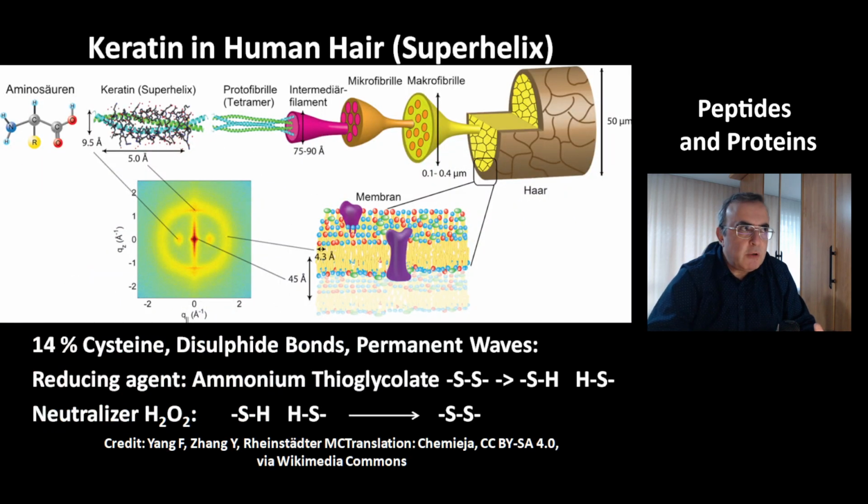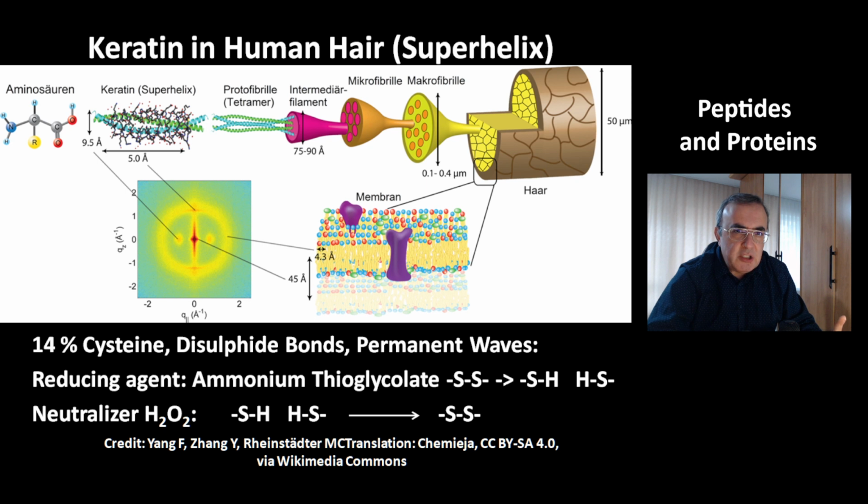This is an example of a big protein molecule, keratin. You can see it has a superhelix structure. One thing about keratin is it contains 14% cysteine. Cysteine is the amino acid with the SH group, the sulfur group. And these sulfur groups make the disulfide bonds. And keratin is the protein that makes the stable hair.